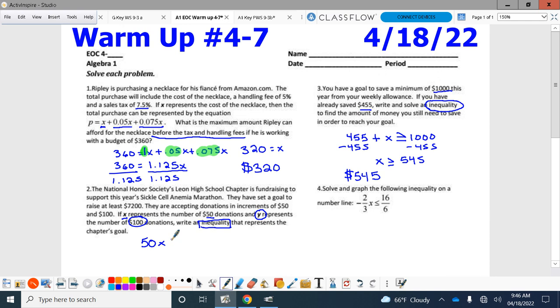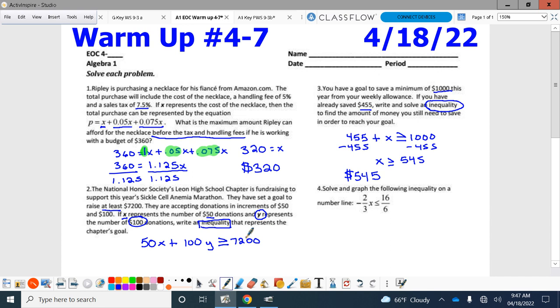In addition to that, you're going to have $100 donations. How many $100 donations? Y. And that's going to be compared to $7,200. Do we want it to be more or less than that $7,200? More. Can it be equal to 7,200? Look, read it. At least. Does at least mean greater than or equal to? Greater than or equal to. At least 7,200 means it can be 7,200 or more.